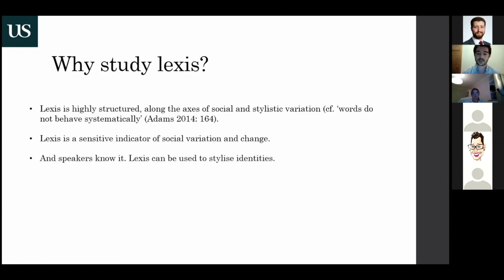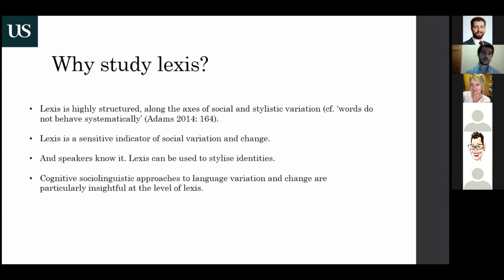And we've seen that today in the shift towards the Cornish forms in order to stylize or perform a Cornish identity. And we've also seen that cognitive sociolinguistic approaches to language variation and change are particularly insightful at the level of lexis. So we've seen that with the prototype structures of the two semasiological variables, emit and made.